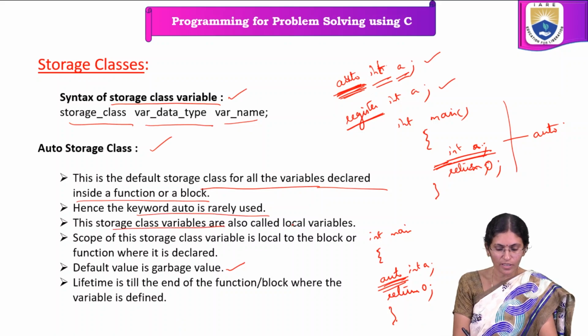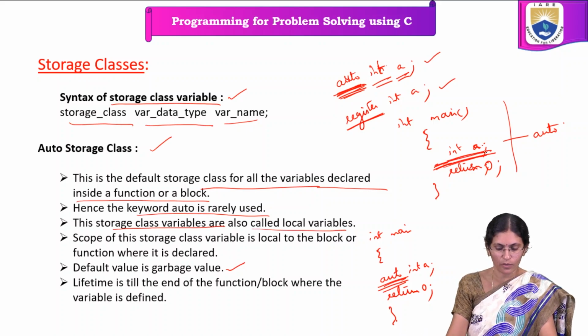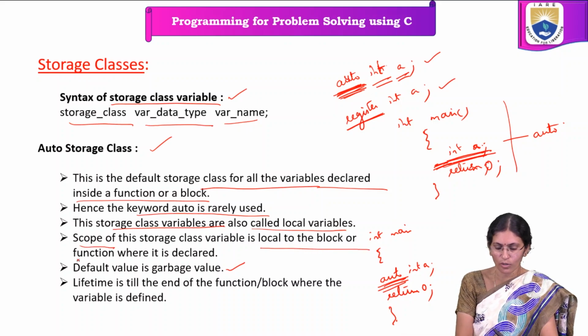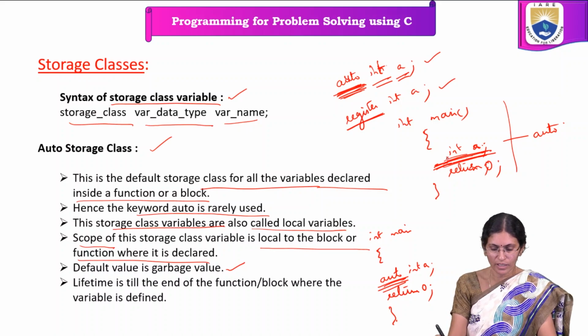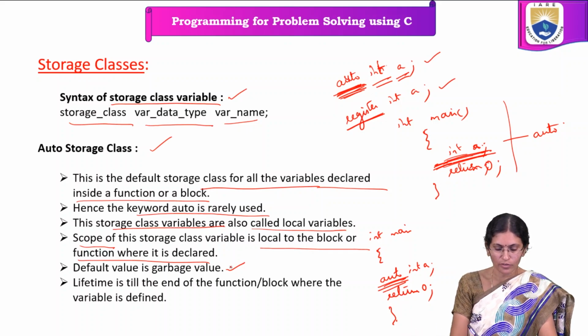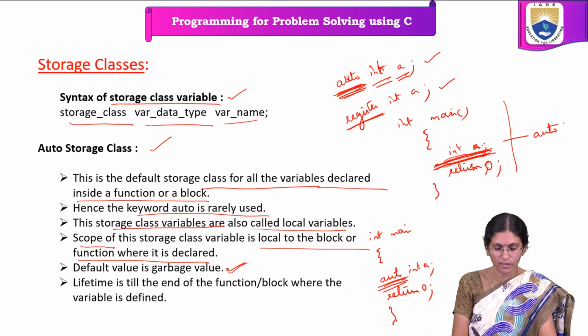The variables of this storage class are also called local variables. The scope of this storage class variable is local to the block or function where it is declared. Here we have declared this variable in the main function, so its scope is limited to this function only. The default value is a garbage value. If we don't initialize this variable, the compiler will allocate a garbage value to it. The lifetime is till the end of the function or block where it is defined.